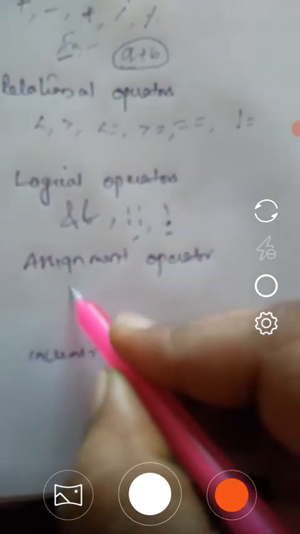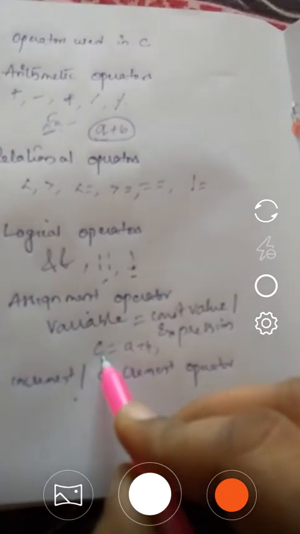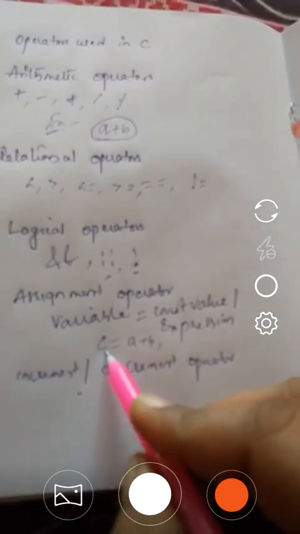The example, or the syntax, which we use for assigning a value to a variable is: variable is equal to some constant value you can provide, otherwise you can provide an expression also. We can provide a constant value directly to the variable or we can provide an expression to the variable. Like if you want to perform addition of two numbers, you can write it using three variables. Here a plus b is the expression. That expression's result is going to be assigned to the variable c. In this way we can use the assignment operator in C.